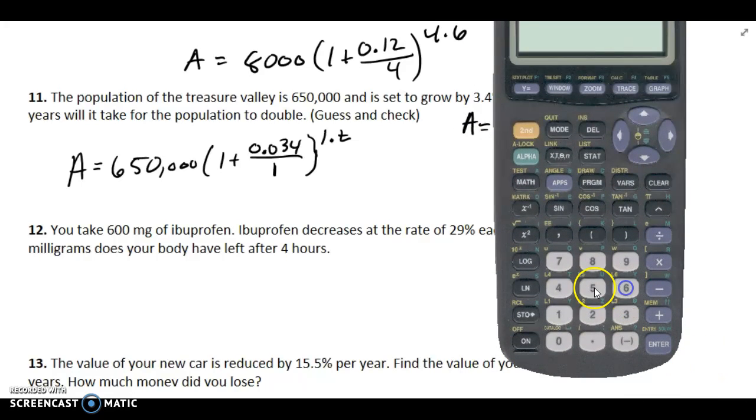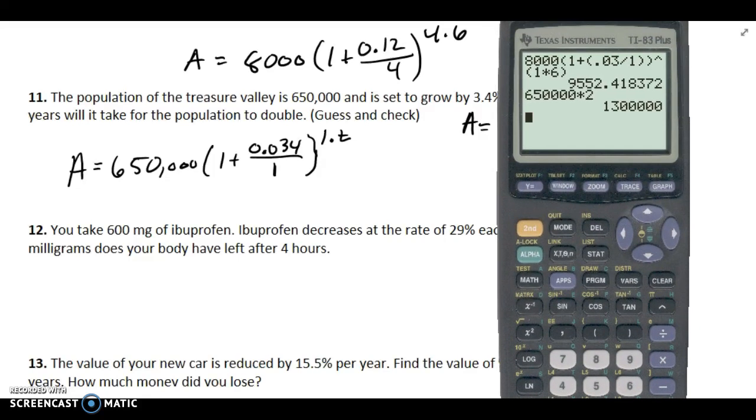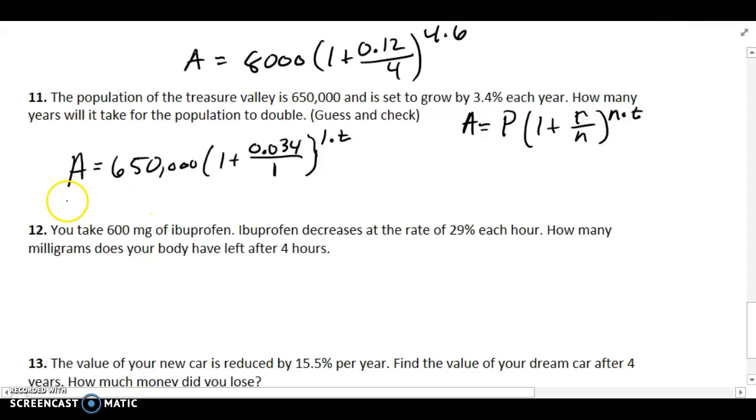Well, the current population is 650,000. So it's 1, 2, 3 times 2. So we're looking for 1.3 million. So that's what we want. 1.3 million, this right there. That's what we want.